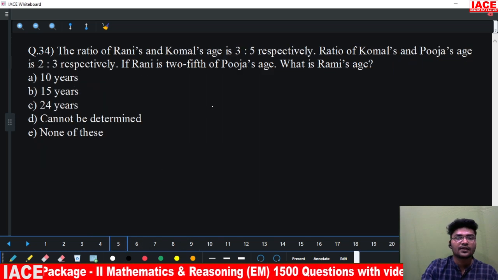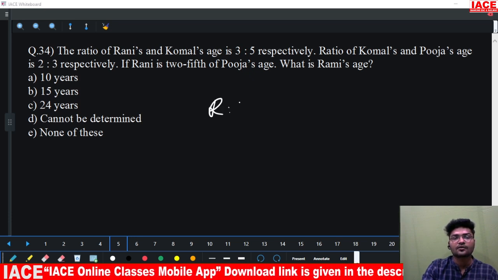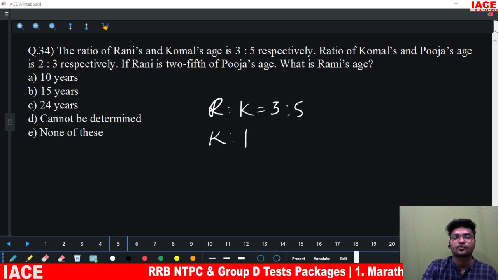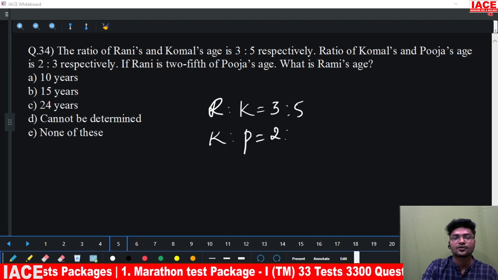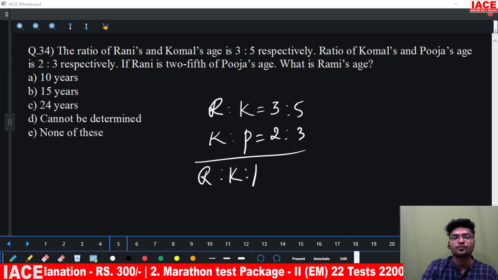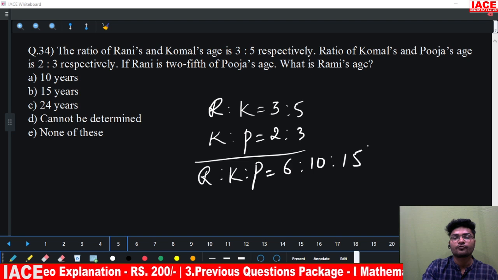Next question. The ratio of Rani's and Komal's age is 3 is to 5. Next, ratio of Komal and Pooja is 2 is to 3. So I can find out Rani to Komal to Pooja. This will be 6 is to 10 is to 15.